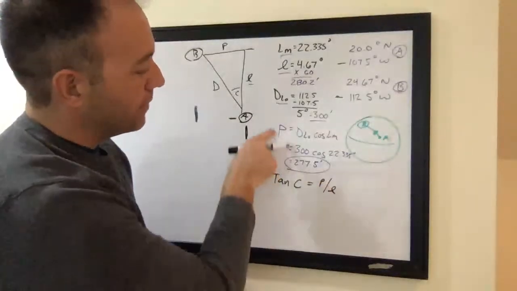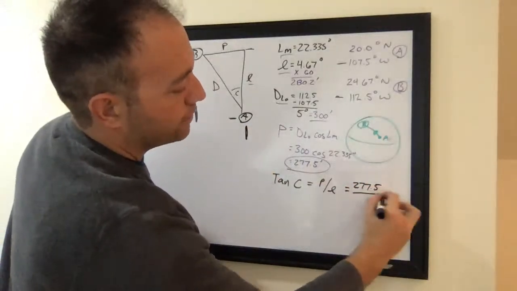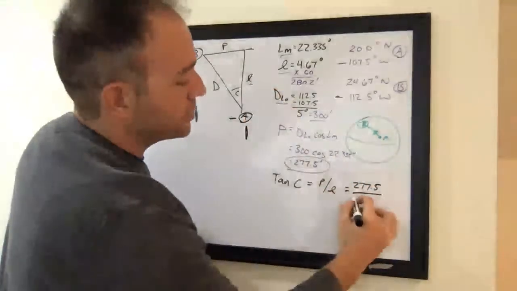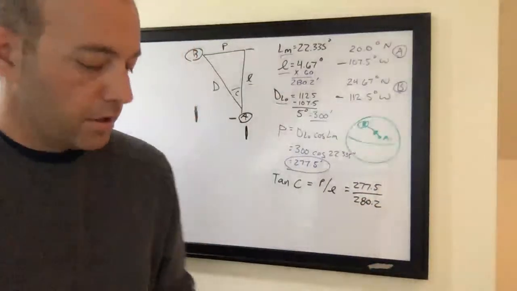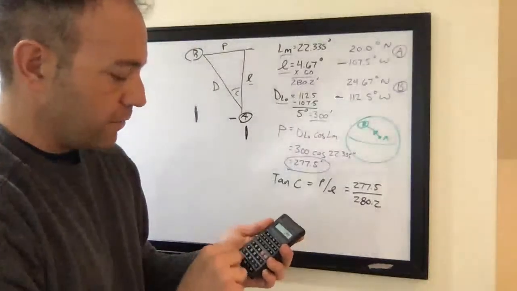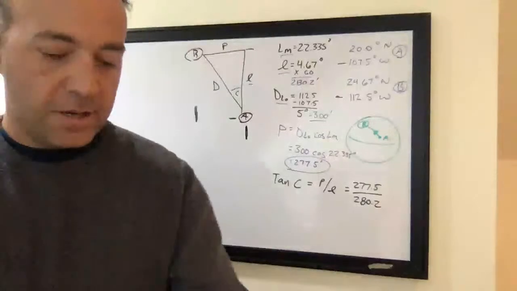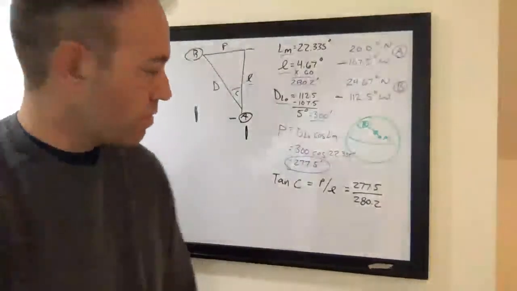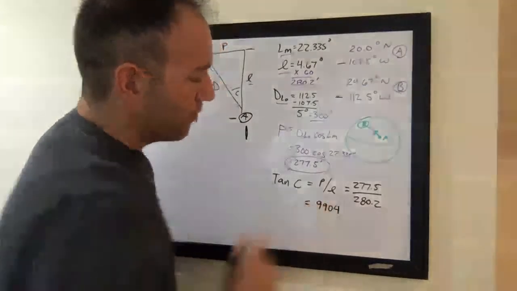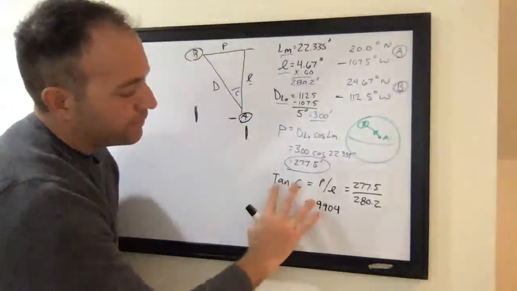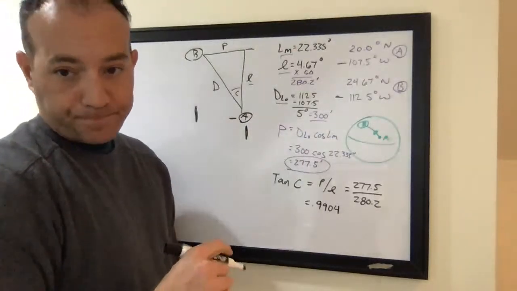So for the tangent of C, that's the formula. So do we have P? Do we have L? Yes, we sure do. So that's going to be equal to 277.5 divided by 280.2. I can't do that one in my head. 277.5 divided by 280.2 gives you 0.9904. That's good enough.